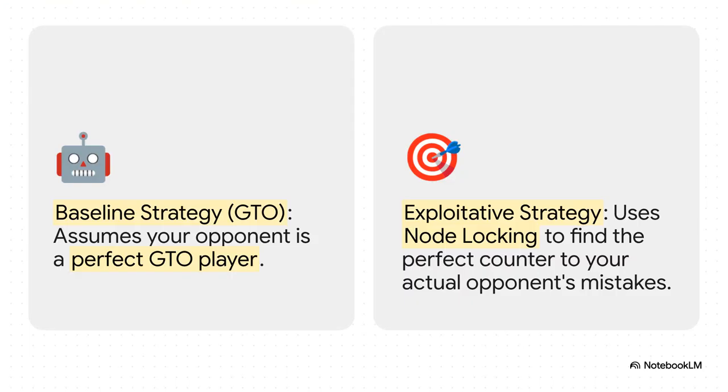You start with the perfect GTO solution, but then let's say you know your opponent folds way too often on the river. You can actually lock that mistake into the solver. It will then recalculate the perfect counter strategy, showing you exactly how to exploit that weakness. It's the bridge from playing defense to playing offense.